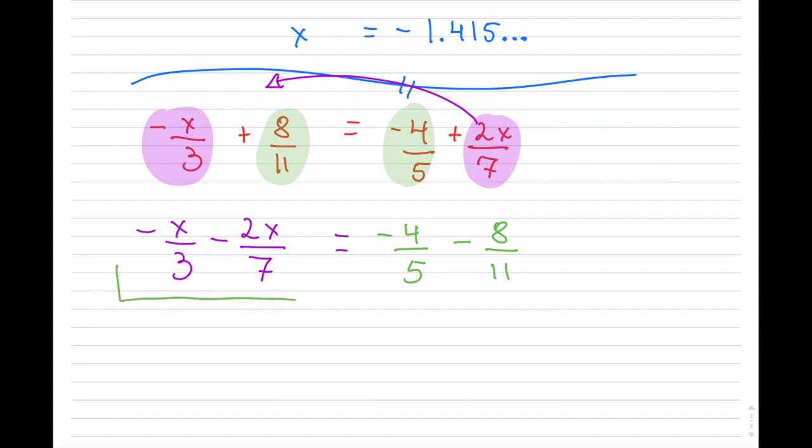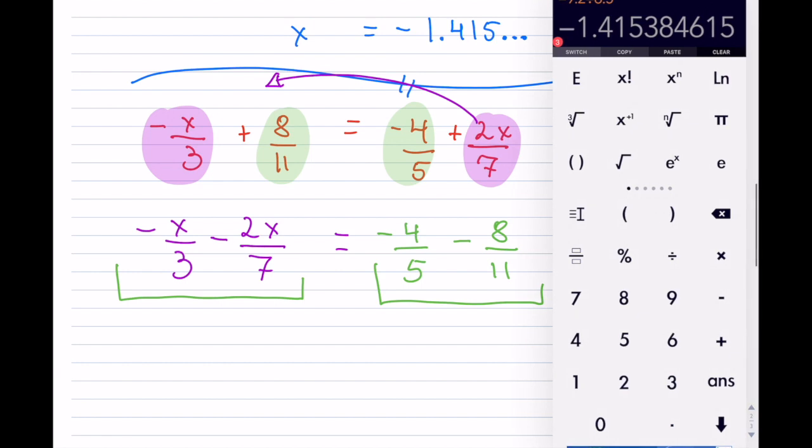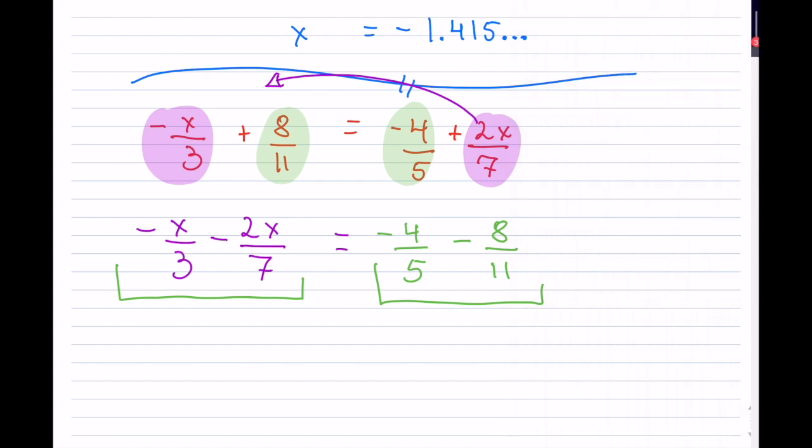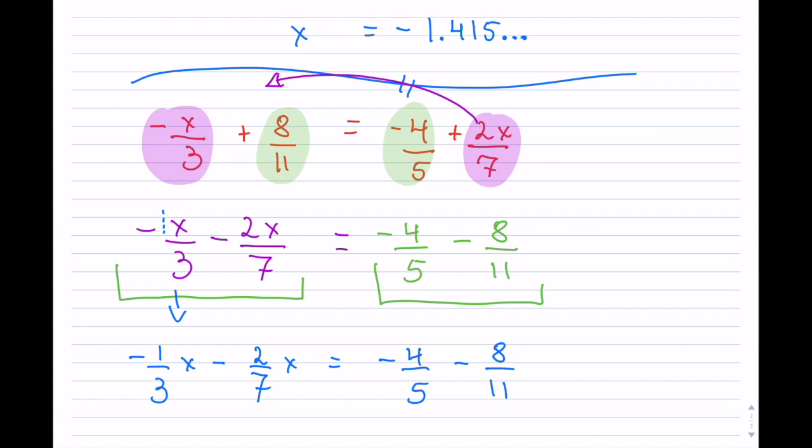So indeed, you're going to have to find common denominators so that you can add or subtract these. Or you can use your calculator and your fraction buttons. So let me write it, just so that you know. This is negative 1 over 3. Remember, there's a 1 in front there. x minus 2 over 7 x equals negative 4 over 5 minus 8 over 11.